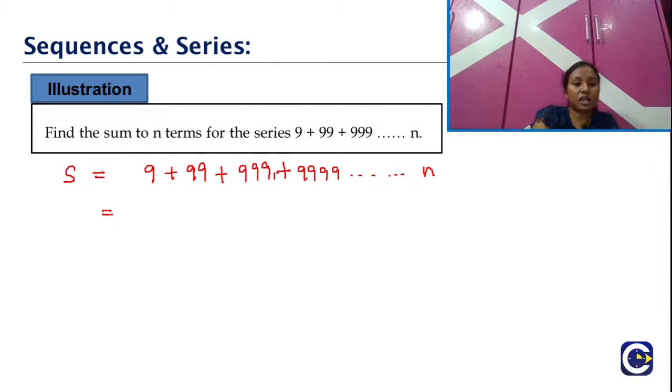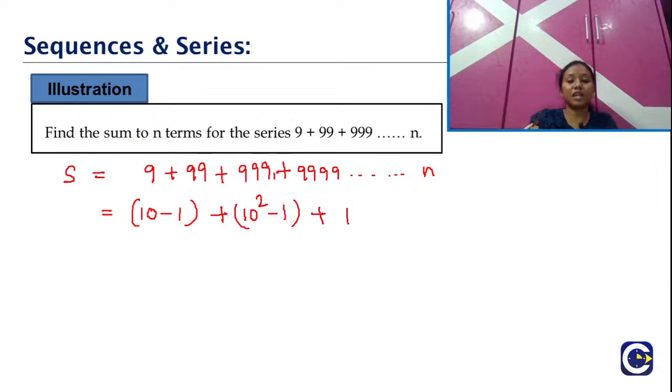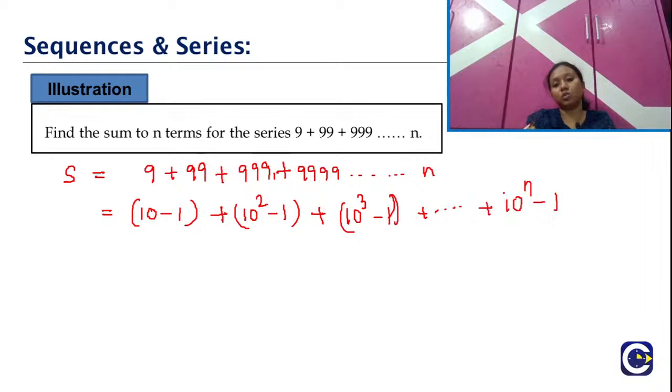So here we can see that 9, 99, 999, likewise, the series has been increasing. So 9 can be rewritten as 10 minus 1. In the same manner, 99 can be written as 10 square minus 1. Similarly, 999 can be written as 10 cube minus 1. That's the common thing which we can see amongst the given terms. Similarly, and so on, 10 power n minus 1.